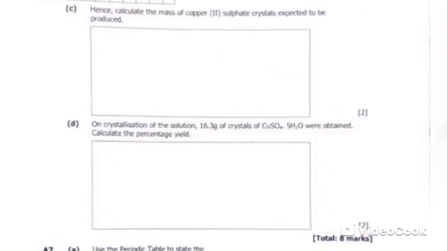Okay, part C of the question now reads, hence calculate the mass of copper sulphate crystals expected to be produced. And whenever a question says hence, it means you need to use the results that you got from your former calculation, or basically the question that you answered. Okay, now here, one thing to know, they're asking us to find the mass of copper sulphate crystals, not just copper sulphate. So we also need to include the water of crystallization during the calculation. Okay, let me show what I mean.